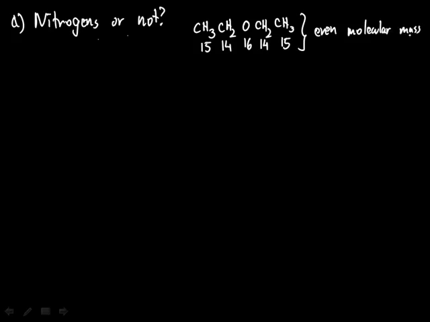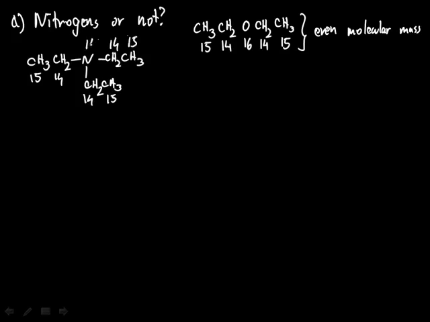The same thing would apply if we remove this oxygen and just have butane. That would still have an even molecular mass. However, since nitrogen is trivalent, it will attach 3 alkyl groups. And since each alkyl group is 1 hydrogen short of an alkane, it must have an odd mass. And so here we will have 15, 14, 14, 15, 14, 15, and 14 for nitrogen. And so a nitrogen-containing compound, if it has only 1 nitrogen, will have an odd molecular mass.